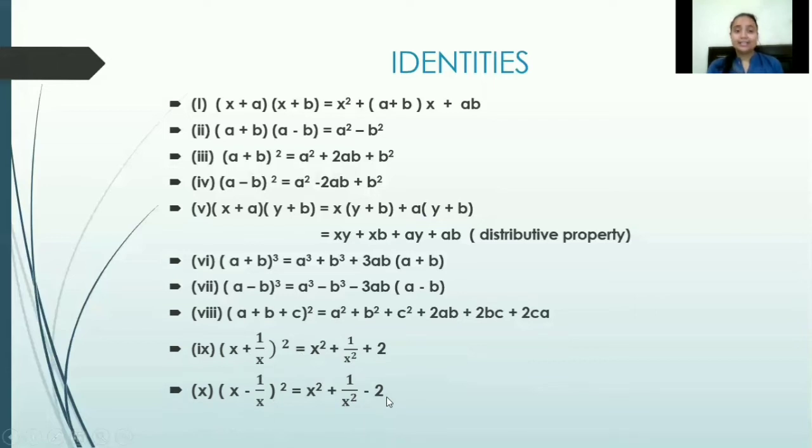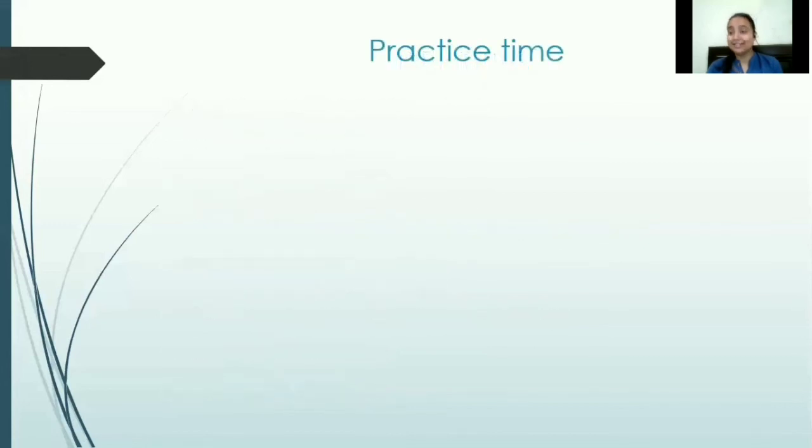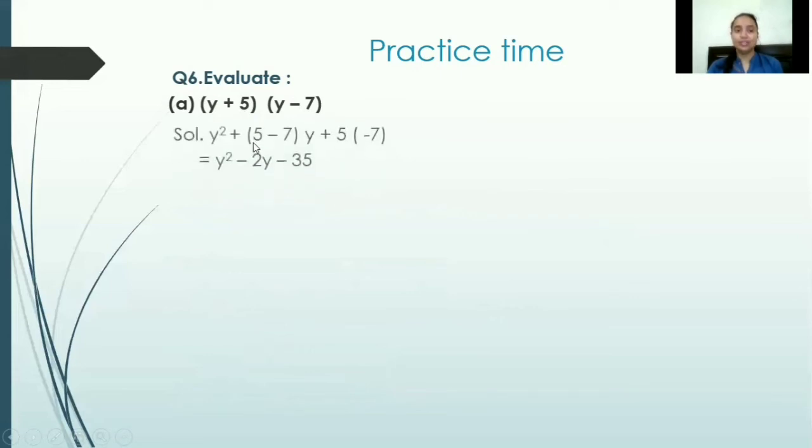At least remember these identities and you will feel really comfortable while solving questions on algebraic expressions and identities. Let's see the questions now. Practice time, of course. Evaluate y plus 5, y minus 7. See, the variable is same, but the second term is different, and we have to find the product. See how to do it.